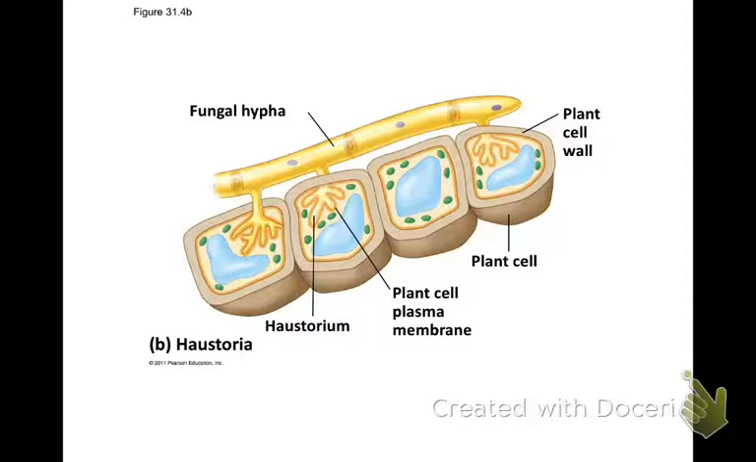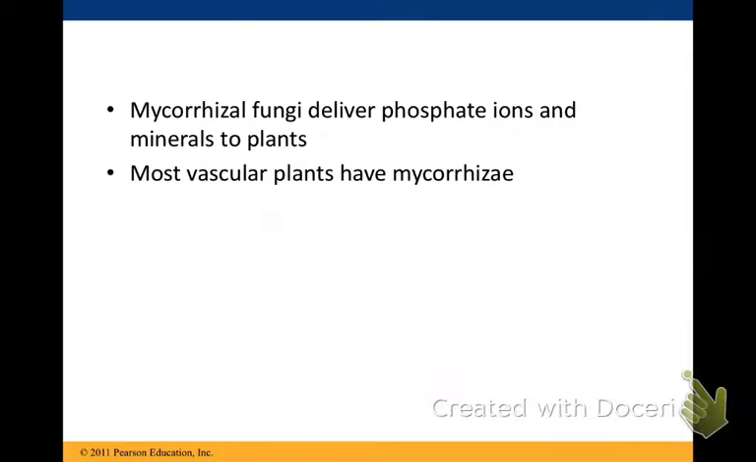So plants that have this association with fungal mycorrhizae tend to be more at a competitive advantage over those that don't, because they can acquire nutrition more efficiently. So like I said, the most important aspect of this is that it allows the more efficient uptake of phosphate and certain trace minerals into the plants that the fungi are more efficient at acquiring than the plants are.